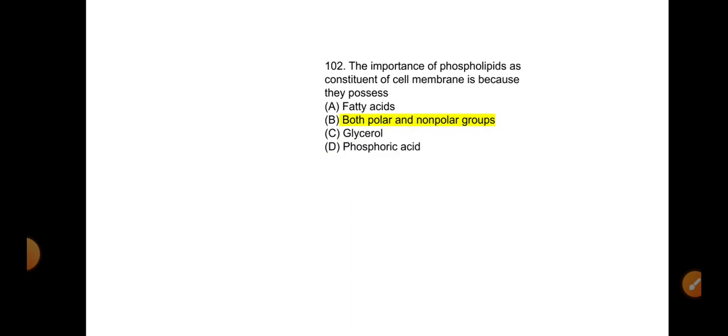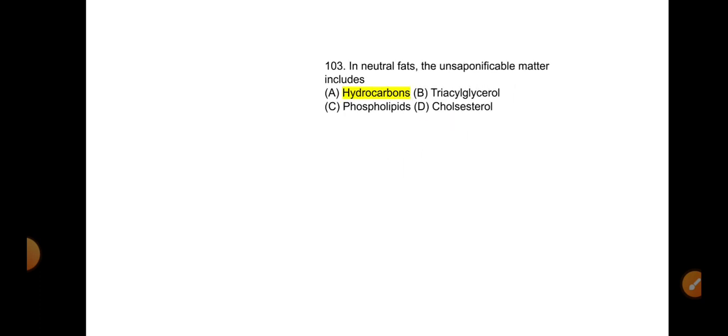102. Importance of phospholipid as constituent of cell membrane is because they have both polar and non-polar groups, and your membrane has to interact with inside material as well as outside material. Therefore, we want something which is amphipathic in nature, which is what we find in phospholipids. In neutral fats, unsaponifiable matter includes hydrocarbons. They will never be saponified. 104. Higher alcohol present in waxes is cetyl.